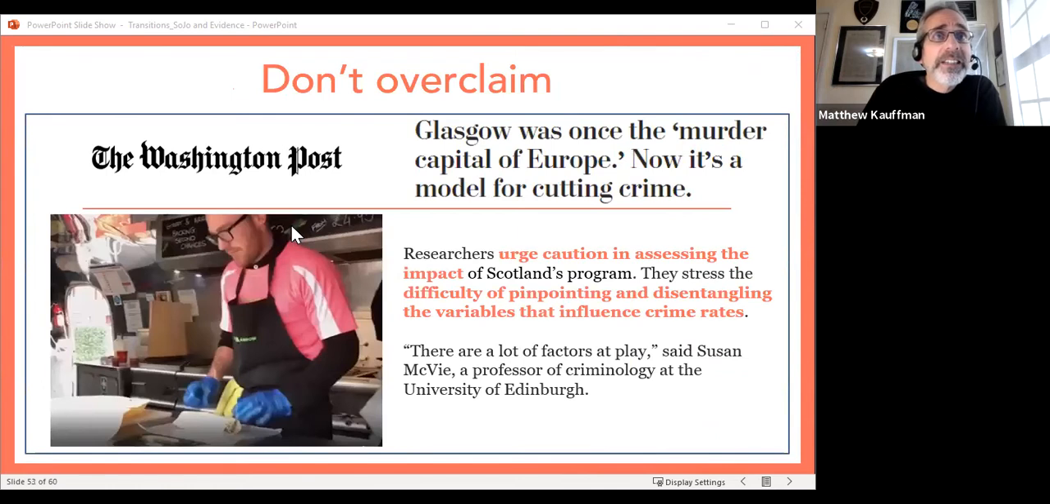So some quick examples about overclaiming. Glasgow, once the murder capital, now it's a model for cutting crime. But a great cautionary thing here: researchers urge caution in assessing the impact. Stress the difficulty of pinpointing and disentangling the variables that influence crime rates. This was a case where they did a job training program for ex-cons. Recidivism went down, crime rate went down, but they're very honest here. It seems to have had some impact, but be aware lots of things can impact it.